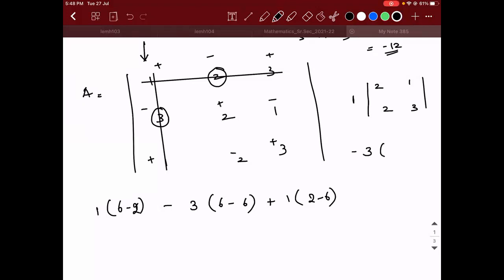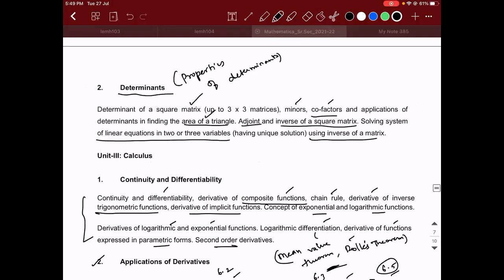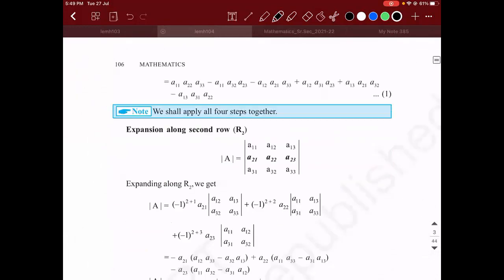So minus 3 into, then what are we supposed to do? What you told is right. You'll hide these two, then what are you left with? The determinant of 2, 3, 2, 3. Plus 1 into the determinant of 2, 3, 2, 1. Correct? That's right. So you guys know this. I'll come to a different definition of determinants. As of now, I showed you only these values.